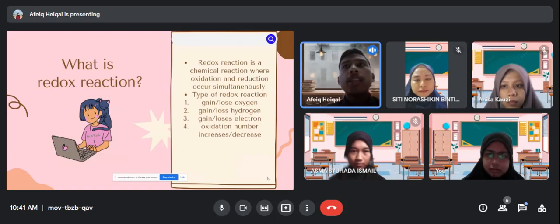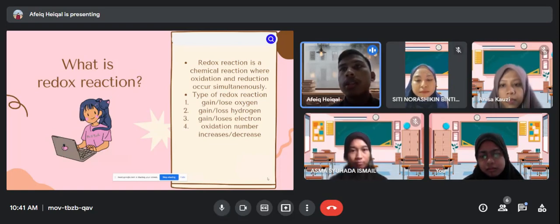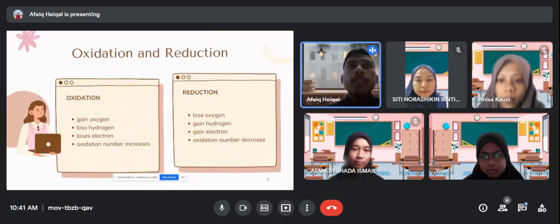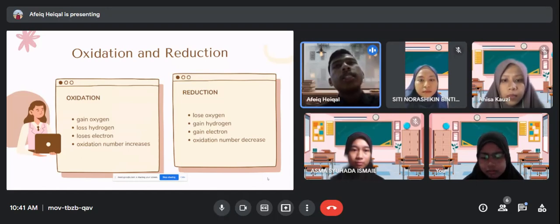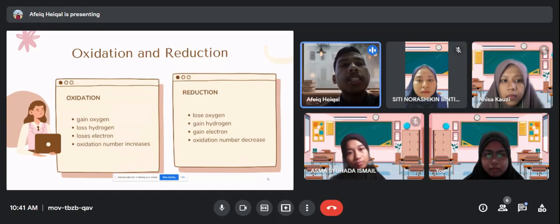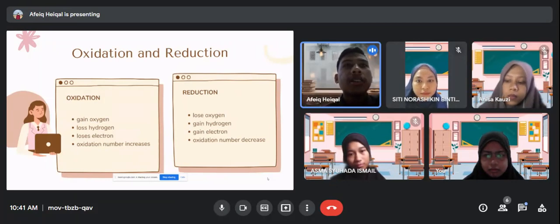There are four types of redox reaction that we can recognize: the presence of oxygen, loss of oxygen, hydrogen, electron, and the change of oxidation number. Oxidation and reduction are opposite. If oxidation is gain of oxygen, reduction is loss of oxygen. Oxidation is loss of hydrogen, so reduction is gain of hydrogen. If oxidation is loss of electron, reduction is gain of electron, and if oxidation is an increase in oxidation number, reduction is a decrease in oxidation number.